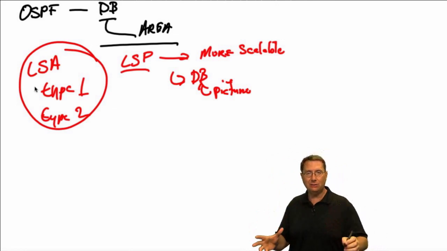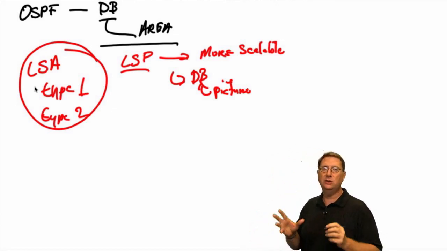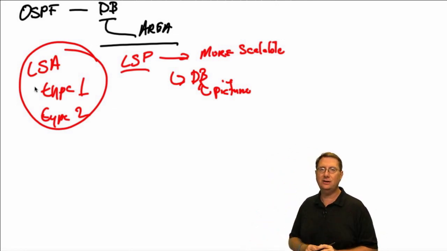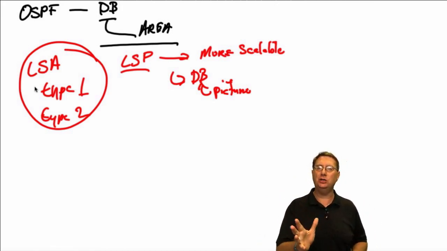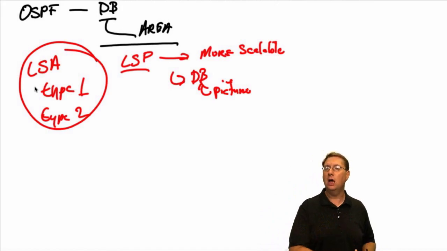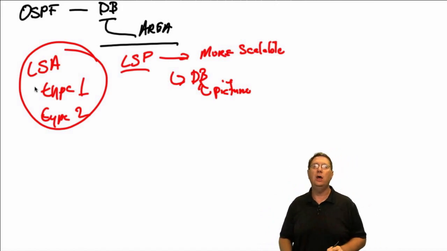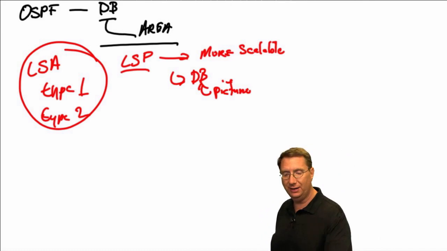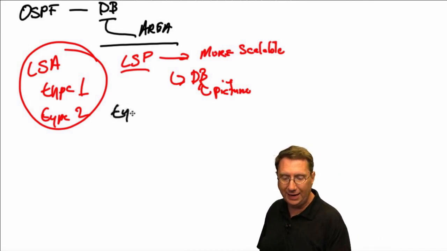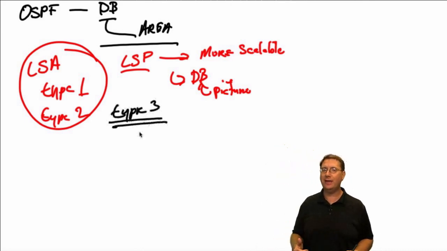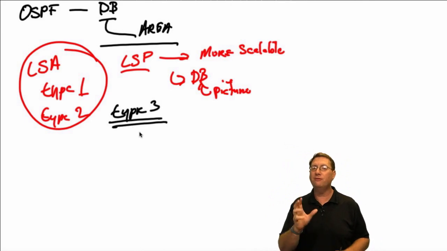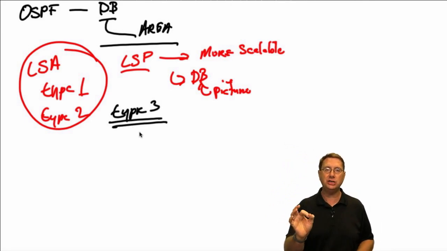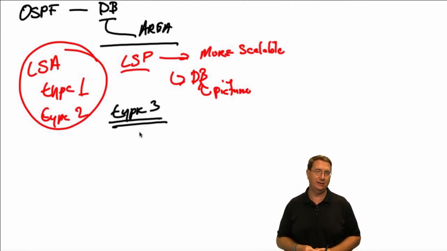So if I have area 0, none of these prefixes or database entries or link state advertisements are going to be able to leave the area. If we have information that we want to exchange between areas, we're going to transform and create a new type of LSA, and that LSA is going to be a type 3 LSA. Type 3 LSAs are going to be propagated by the device that sits in the middle of the two areas, provided one of those areas is either logically or physically connected to area 0.